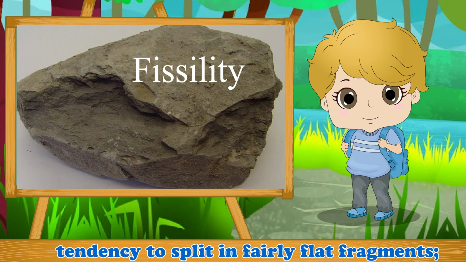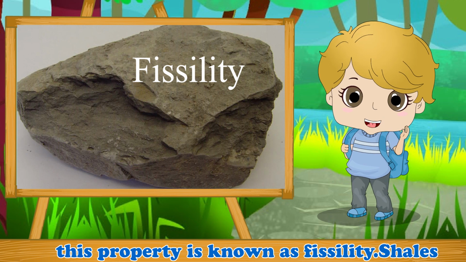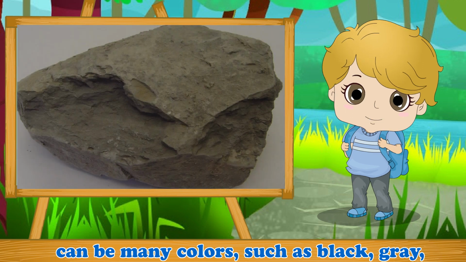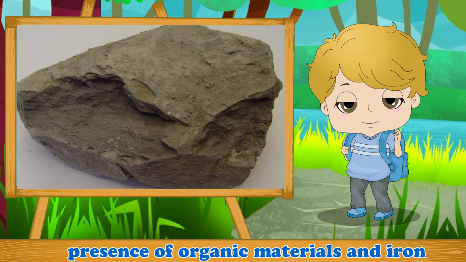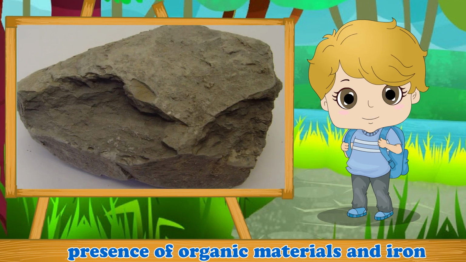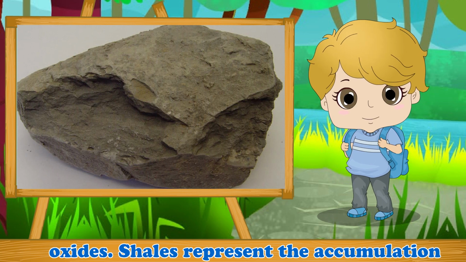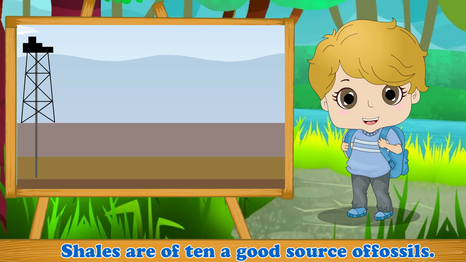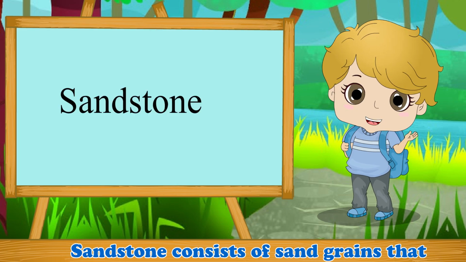Generally, shale has the tendency to split into flat fragments. This property is known as fissility. Shales can be many colors, such as black, gray, brown, or red, depending upon the presence of organic materials and iron oxides. Shales represent the accumulation of clay at the bottom of oceans or lakes. Shales are often a good source of fossils.